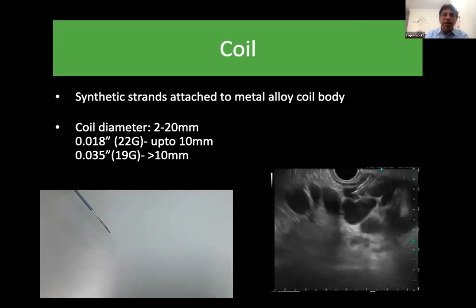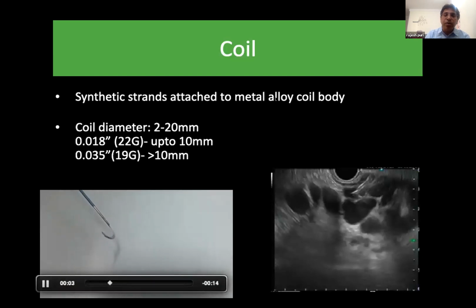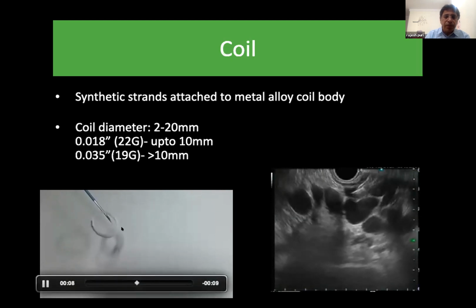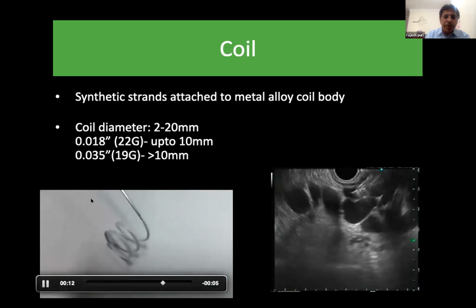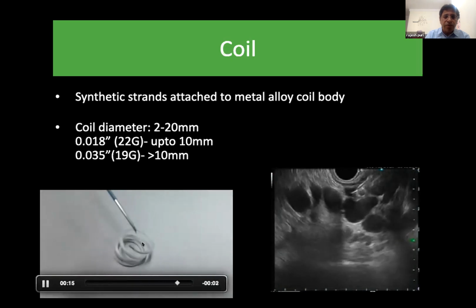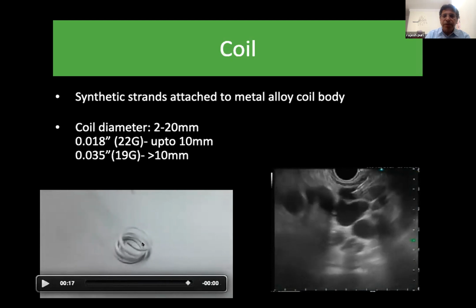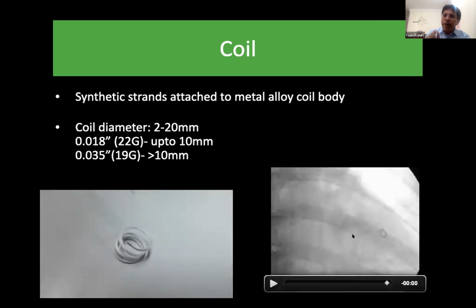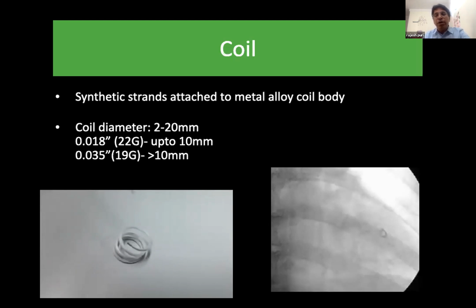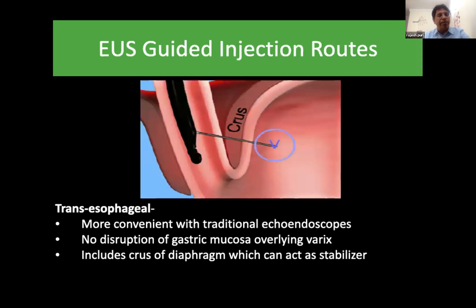So what is the coil? These are synthetic strands attached to a metal alloy. Look here, the coil is coming out. This is the 1st loop, 2nd loop, and the 3rd loop is there. Similarly, you see here, there is a coil embolization. So it is very important, for those who are doing EUS-guided coil and glue, to make sure that the size of the coil is adequate. If you are using a smaller size of coil, the risk of embolization will be very high.